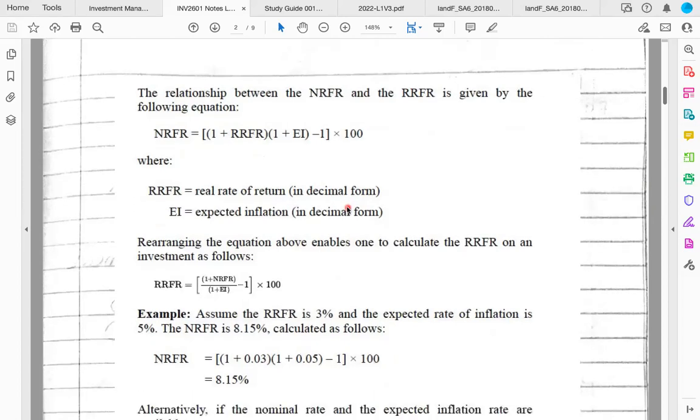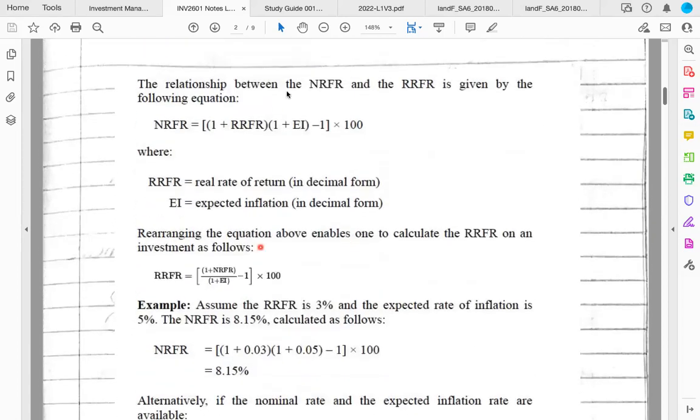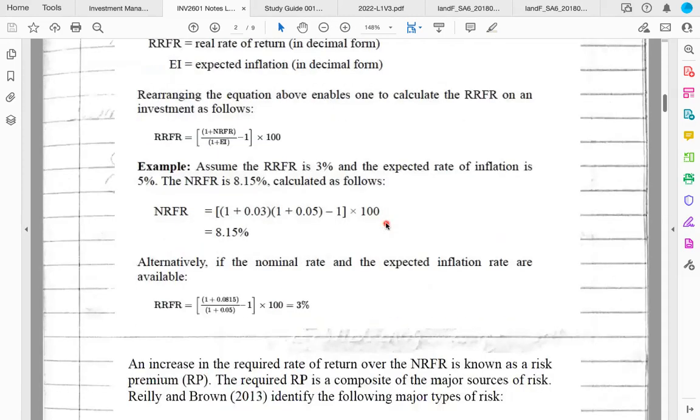Alternatively, we might want to calculate the real risk-free rate of return. To calculate that, we can say 1 plus the nominal risk-free rate of return, divided by 1 plus expected inflation, minus 1, times 100%. And then that will give us the real risk-free rate of return. So we can look at a simple example to illustrate that calculation.